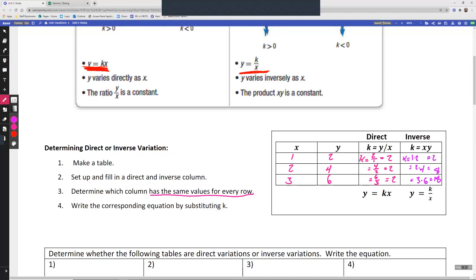All right. So now once we've determined which column has the same value for every row, we're going to write the corresponding equation substituting that K value. All right. So our formula is y equals kx. So now what we're going to do is use the K value we just got from solving, which is this 2 here. Y equals, for this set of points, for this bit of data, y equals 2x, because 2 is our factor of variance, okay? 2 is our factor of variance.